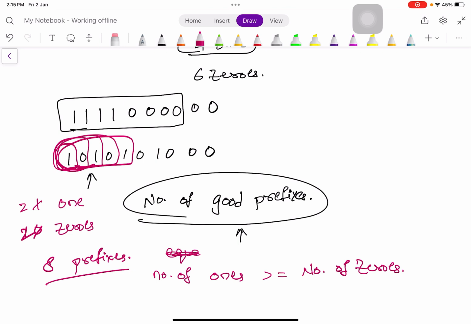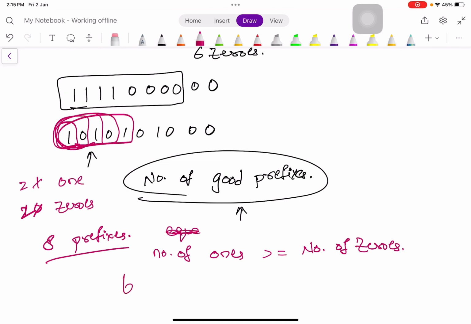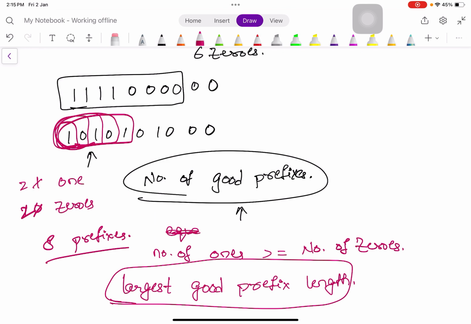Right? So instead of finding individual prefixes, what we are trying to do is find the largest good prefix length, because if we find the largest good prefix length, then all the smaller sub prefixes will anyhow be good. So with that in mind, we find the largest good prefix so that all the smaller good prefixes will be good and will indirectly count all the prefixes. So we simply are trying to find the length of the largest good prefix.